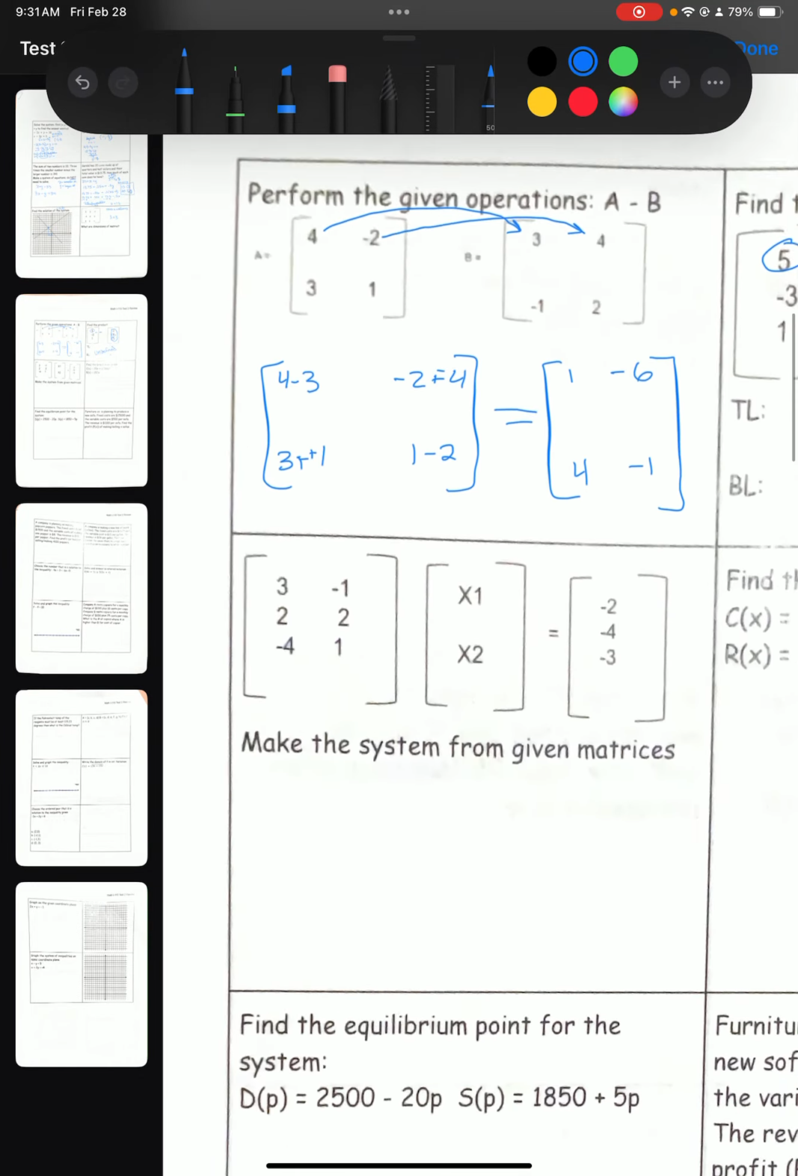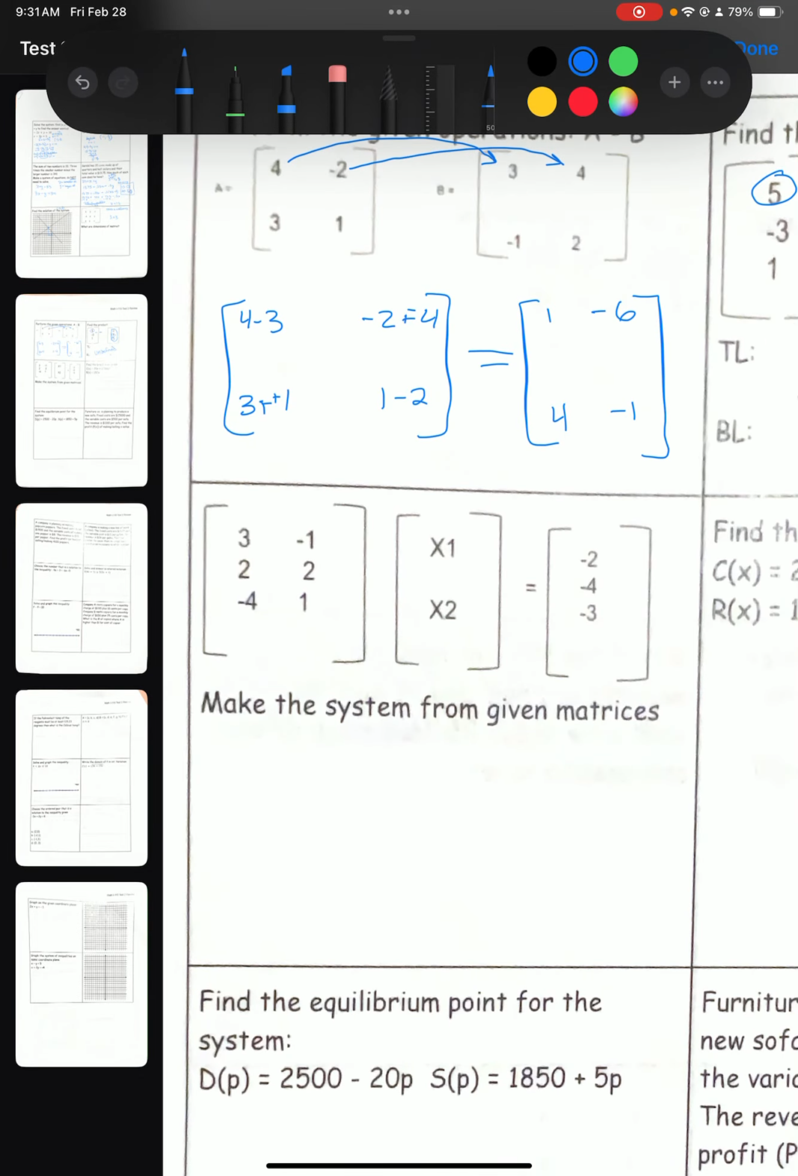We're going to move on to the next problem. Like I said in the first video, this is one that I believe is what your teacher is asking. I could be wrong. However, I am showing you a method that does relate to matrices if I did get it wrong. Make the system from given matrices.